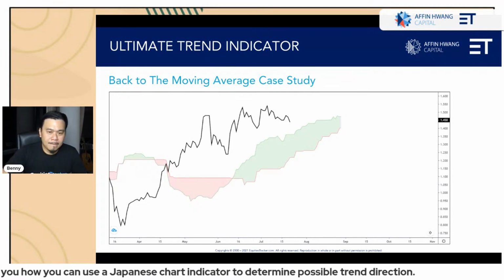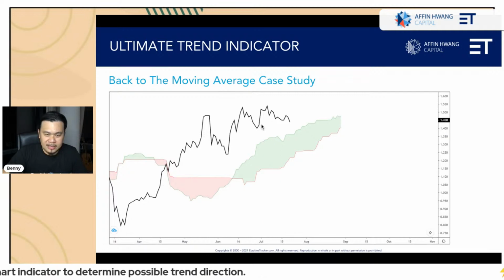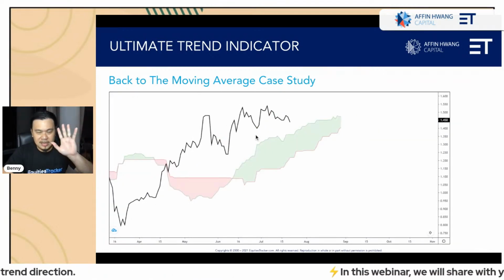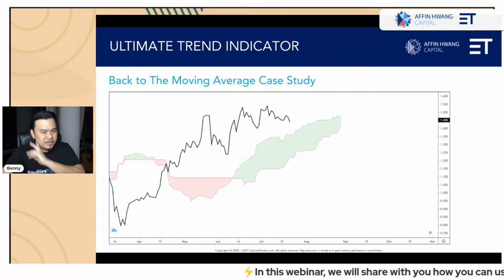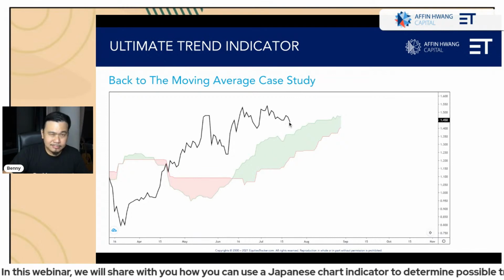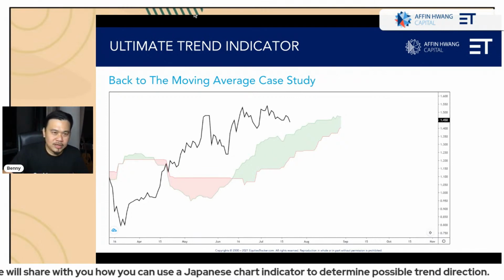So if you look at this particular trend, it's the same chart, right? It's only now I am applying the Ichimoku indicator. How would you interpret this movement using the Ichimoku indicator?